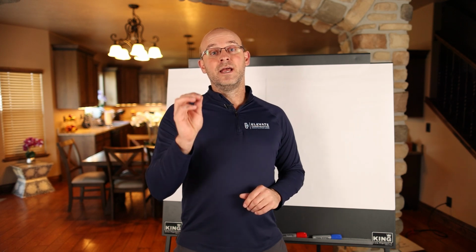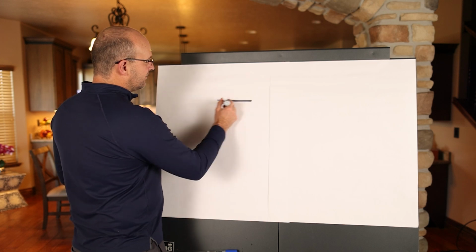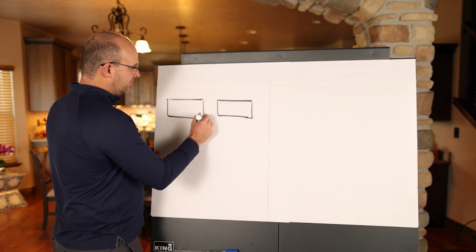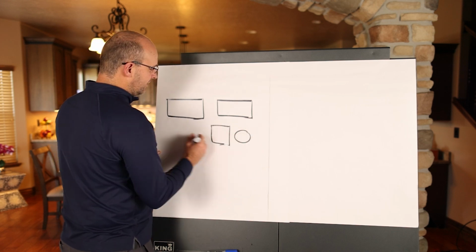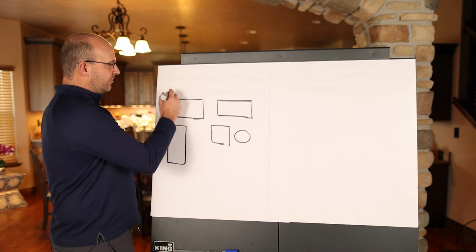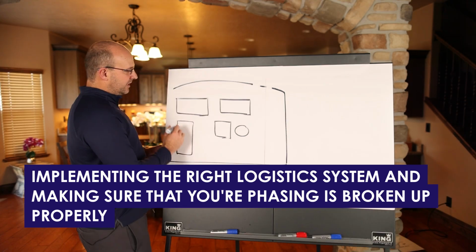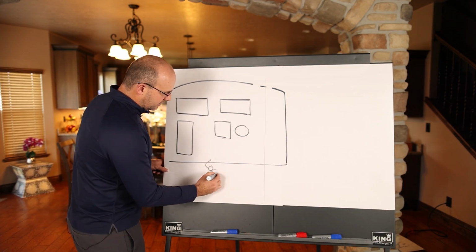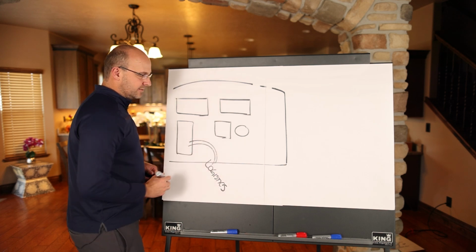Let me explain how. Number one, on your site, when you're detailing out your multifamily project, you'll probably have different buildings, right? You'll probably have a community center. If you're in Phoenix, you have a pool, and you have this layout, right? First and foremost, if you implement the right logistics systems and make sure that your phasing is broken up properly and you get your logistics on lock, you have access to the buildings and you have the right supply of the materials.